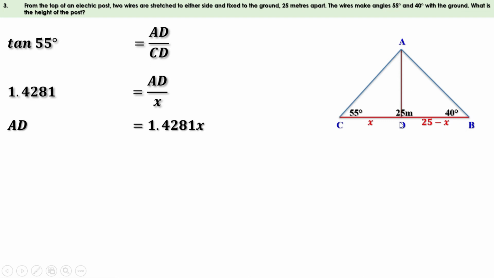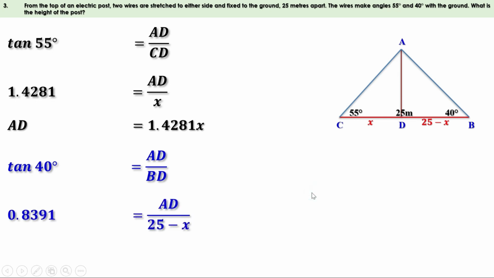Now let us take the second triangle, triangle ADB. We need to find the length of AD, which is the opposite side of this angle, and BD is the adjacent side. So let us take tan 40. Tan 40 is AD by BD. The value of tan 40 is 0.8391 and we have taken BD as 25 minus x. So we can write 0.8391 equal to AD by 25 minus x. Taking 25 minus x on the other side, we can write AD equal to 0.8391 into 25 minus x.